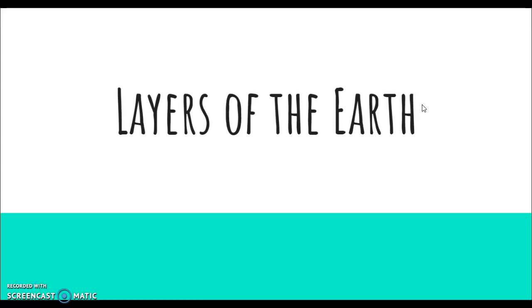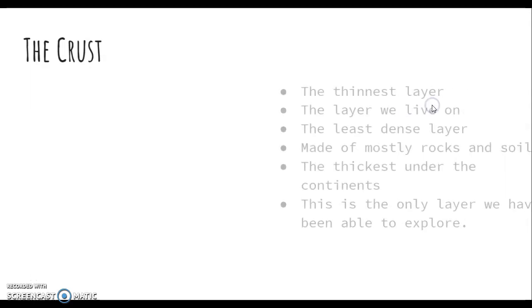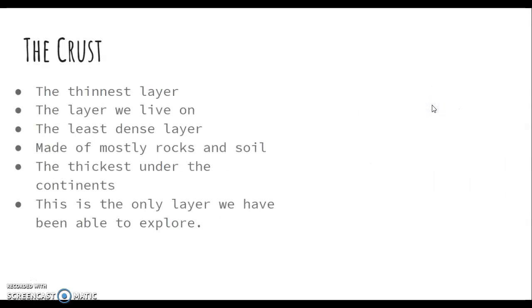Today we are going to talk about the 4 layers of the Earth. The first layer is the crust. The crust is the outermost layer. It is the thinnest of all the 4 layers. It is also the one that we live on.